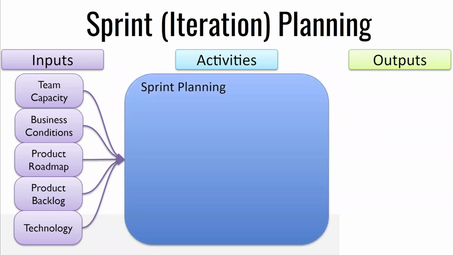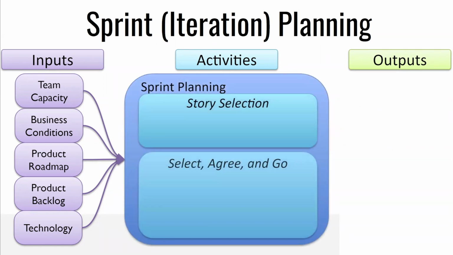Now, during sprint planning, we're going in and we're doing story selection, and then we select the stories, we agree upon that, and then we go. What does this mean? On the story selection, we agree upon the stories that are ready for selection. Now, when we mean ready, these are stories that meet INVEST principles.